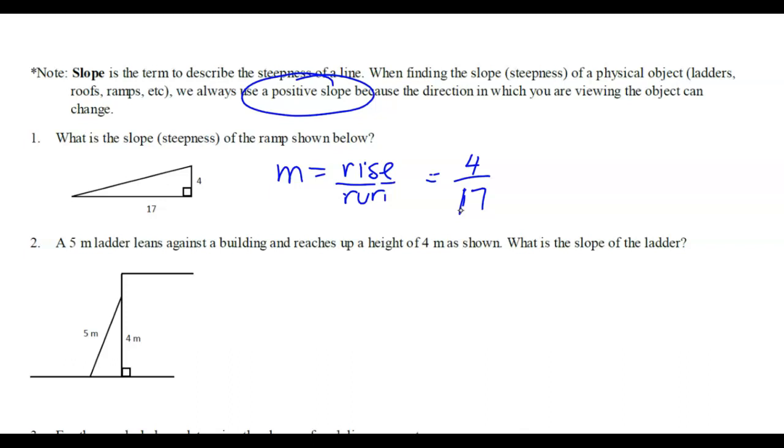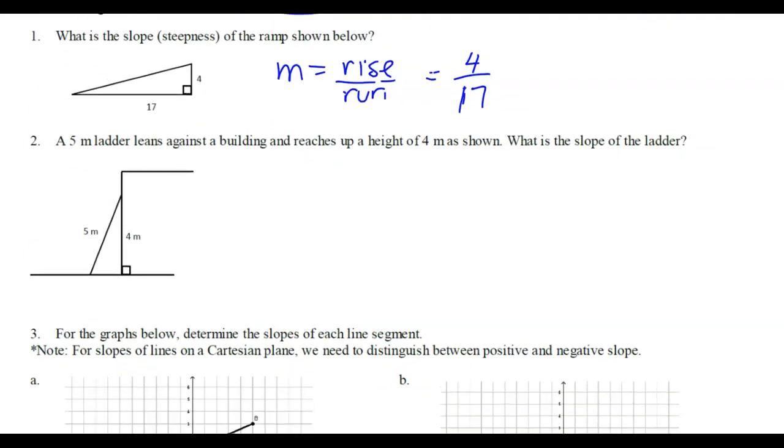Now, if this was measured in meters and centimeters, we would have to change them to be the same unit in order to calculate slope. Okay? But we don't put any units for it. Next one is a 5-meter ladder that leans against a building and reaches up to a height of 4 meters. What is the slope of the ladder?